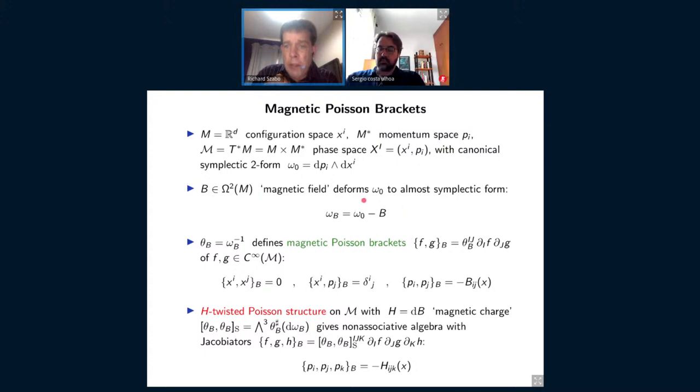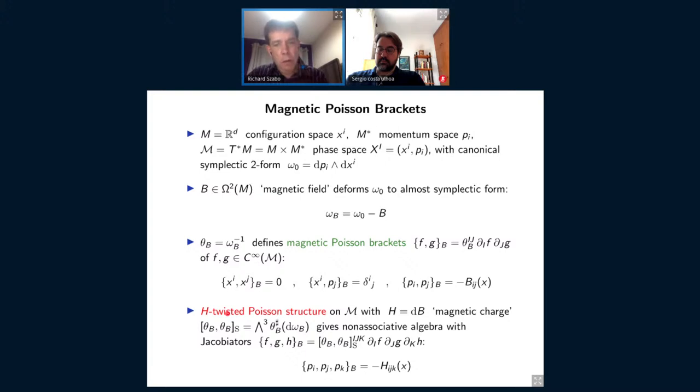As I said, this two-form is closed if and only if B is closed, so dB is zero. We can take B, a two-form, and define a three-form, which I might want to refer to as the magnetic charge, because that's what it's going to be in examples. And this three-form controls the vanishing of the Schouten bracket of this bivector theta_B.